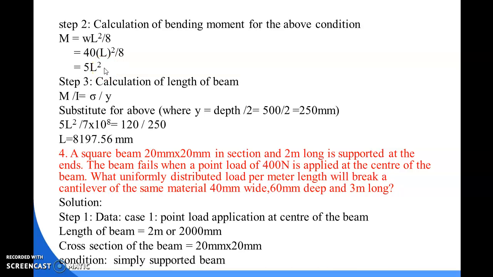So in step 3, we can find this L value by putting in the equation of bending, that is M by I is equal to sigma by Y. We can put 5L square in place of M, and the I value is given in the question. The sigma value is also given in the question. Since it is a rectangular section, the Y value, that is the neutral axis, will lie at half of the depth of the section. The depth of the section is 500, and 500 by 2 is 250 mm. This is the value of Y for the rectangular section.